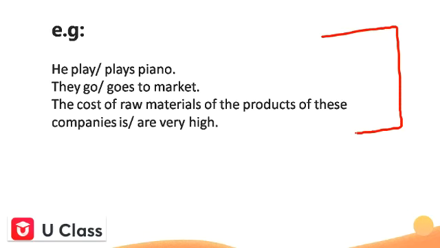Now the first question. He play or plays piano. What should be the answer? Very good. It has to be plays because the subject is he here. And if the subject is he, then obviously with he, I will use a singular verb, because he is a third person singular subject.